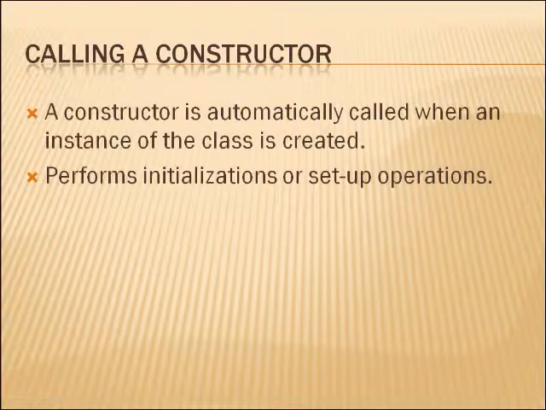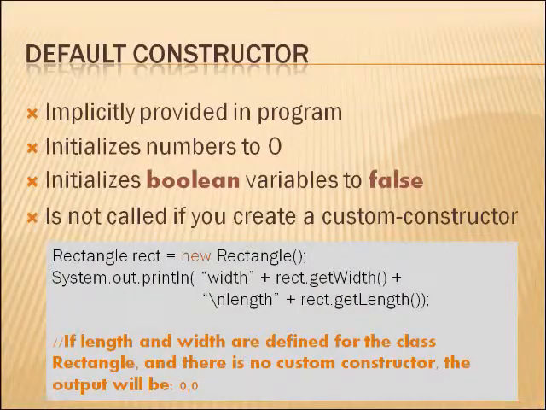Calling a constructor. A constructor is automatically called when an instance of the class is created. It performs initializations or setup operations. Default constructors. Default constructors are implicitly provided in a program. They initialize numbers to zeros and Boolean values to false. They are not called if you create a custom constructor.